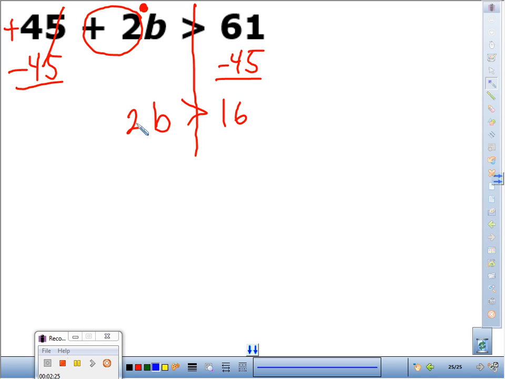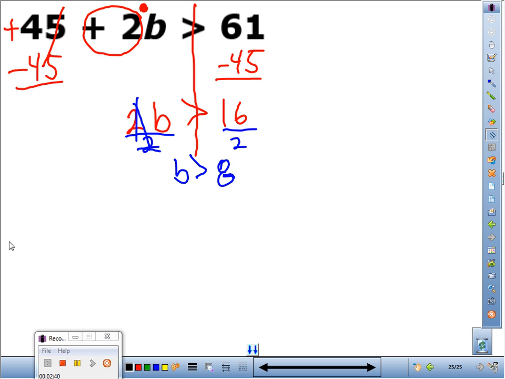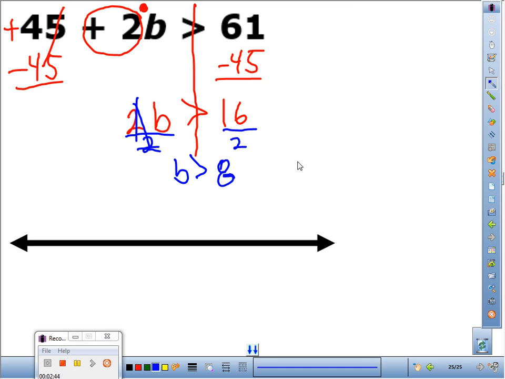From there, the 2 is multiplying. We need to get rid of the 2, so we divide by 2. Divide by 2. 2 divided by 2 is 1. 1 times b is b greater than 8. So far so good? Okay, let's graph that. Draw your number line. Put 0. And what is my dividing point, everyone? 8. So we place that on the number line. There it is.